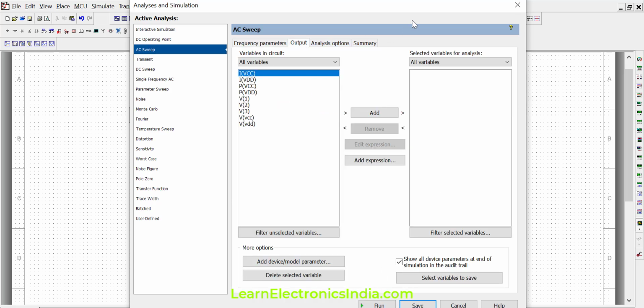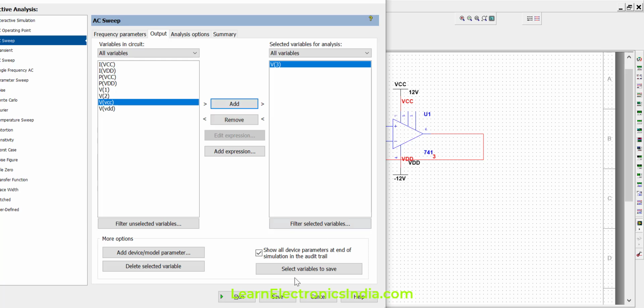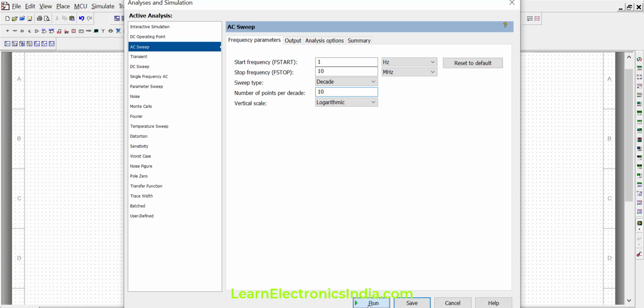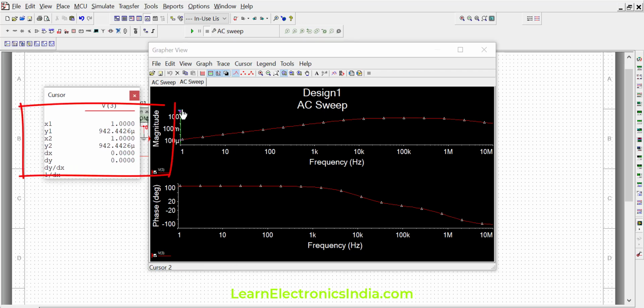In the output section, we will select the output of the OpAmp. In this case, it's V3, and press Run to see the graph. From the graph, we can observe that the filter allows all the frequencies above 10 kHz to pass through it and blocks all the lower frequencies.